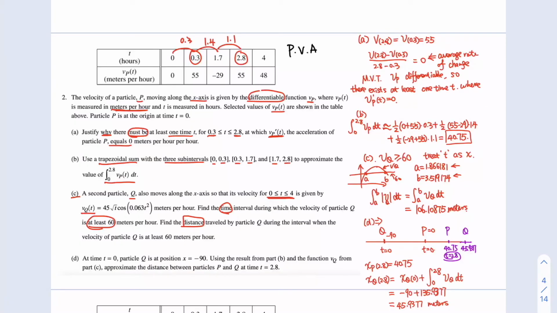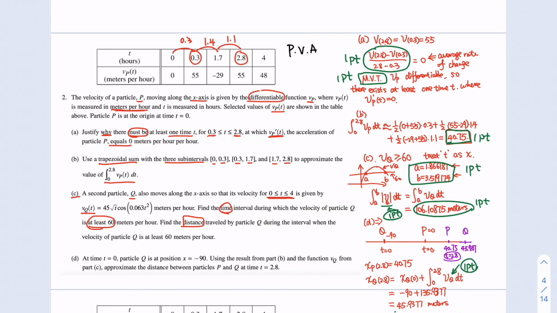Let's have a look at how they graded. This part, 1 point. MVT, 1 point. 1 point here. And the 2 points. This one, 1 point. Integration of speed, 1 point. Answer, 1 point. Part D, 1 point here, 1 point here, and the distance, 1 point.